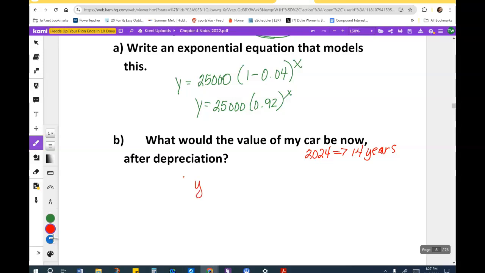So we've got y equals 25,000 times 0.92 to the 14th power, and I came up with 7,779.82. So from 25,000 to just under $7,800 in 14 years. Okay, so that's how our interest works, and that's all we've got for this section. Thanks.